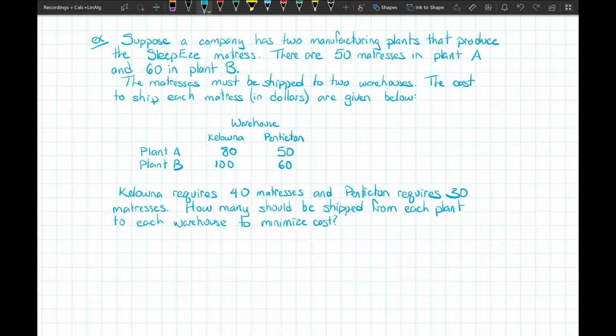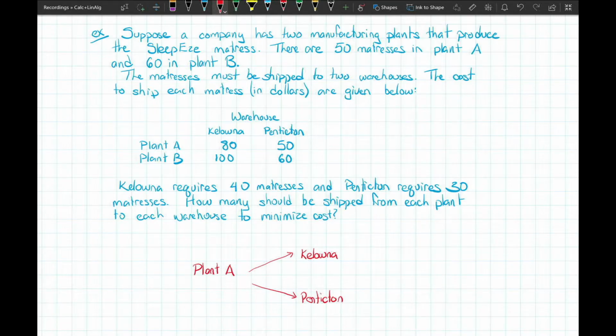It might be best to try to come up with what our variables are. And it seems like there are 4 different variables at first glance. With Kelowna, Penticton, and 2 different plants, there could be 4 different ways that a mattress could travel. But we can actually turn this into a 2-variable problem once we visualize it. Now, first, we can imagine Plant A as having 2 options. A certain number of mattresses will be sent to Kelowna, and a certain number of mattresses will be sent to Penticton. So why don't we at least use a couple variables, x and y.